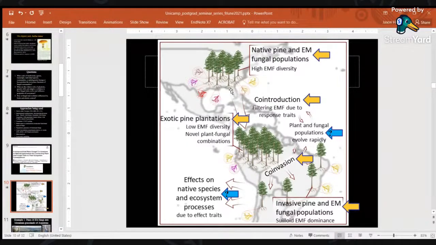In surveying these pine plantations across the globe, it has generally been found that they contain relatively low ectomycorrhizal fungal diversity, and novel plant fungal combinations. Often, as you might expect from the graphic I showed earlier, we find pines from one continent, for example, pines from the USA, such as Pinus radiata, teaming up with fungi from Europe or from another part of the Northern Hemisphere and thriving together in these plantations.